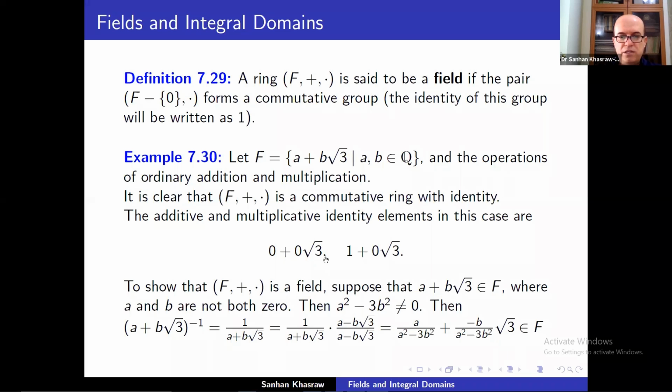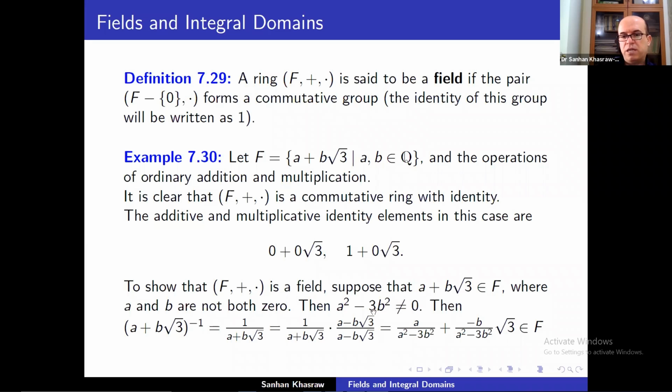So it only remains to show that every non-zero element in F has a multiplicative inverse. So let's take a non-zero element A plus B square root of 3. If this one is not 0, then A and B are not both 0 at the same time.